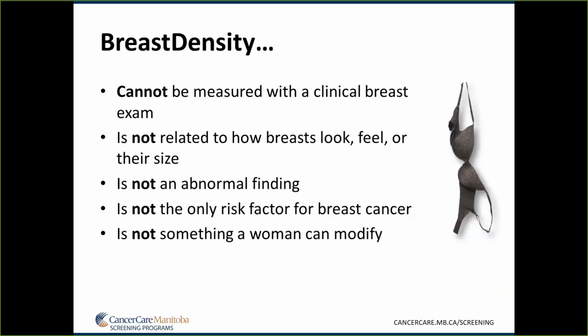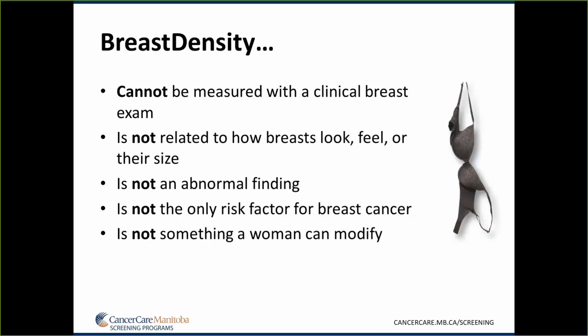Breast density and breast cancer risk. Breast density first cannot be measured with the clinical breast exam. The CBE will measure the actual breast firmness or the physical traits of it, but has nothing to do with the whiteness that's going to show up on the mammogram. And often it can be very surprising comparing the two tests. Breast density is not related to how the breasts appear, how they feel, or their size.